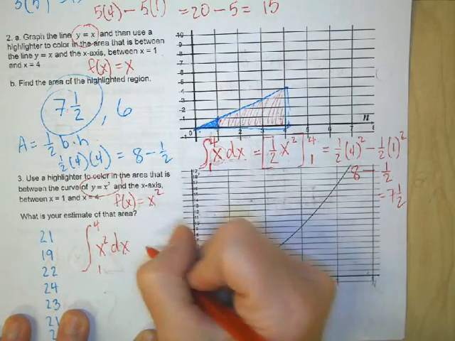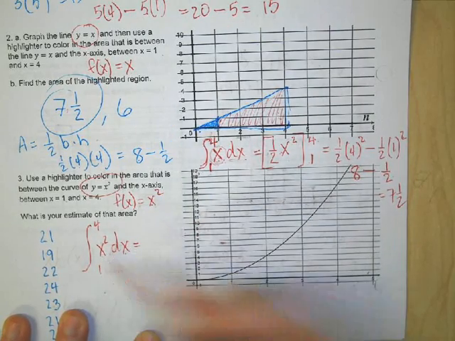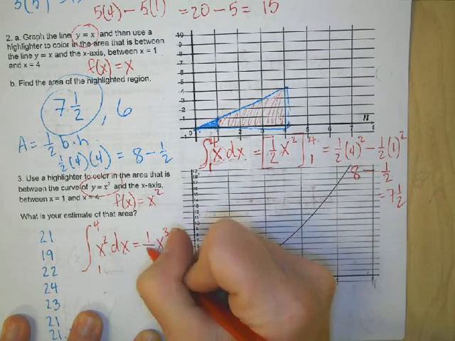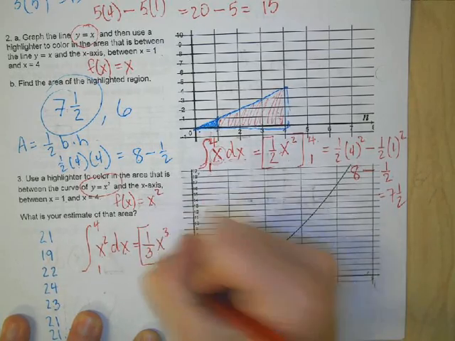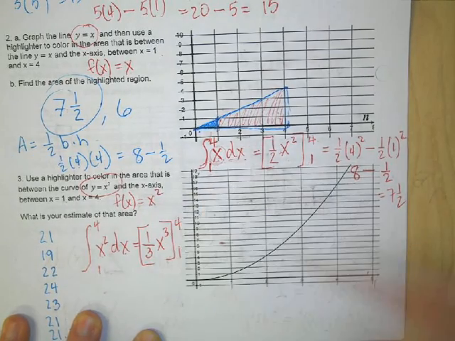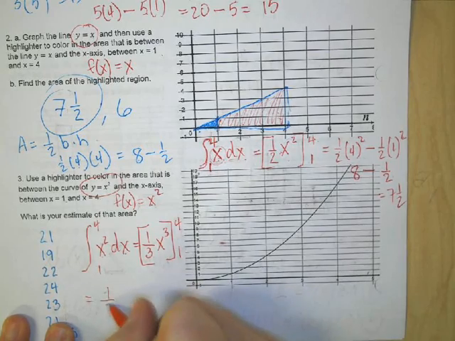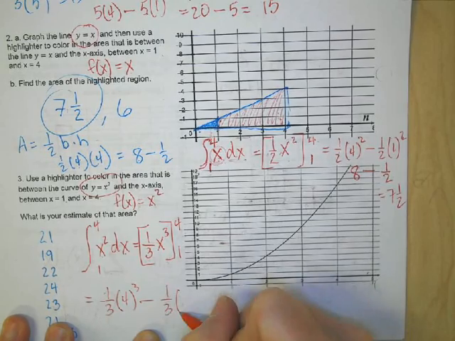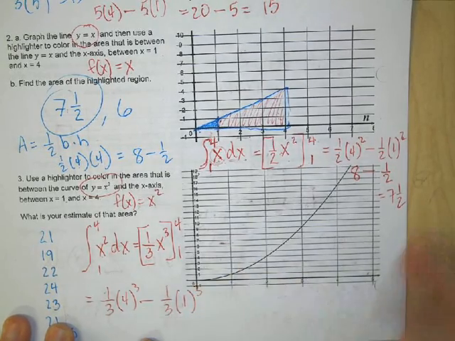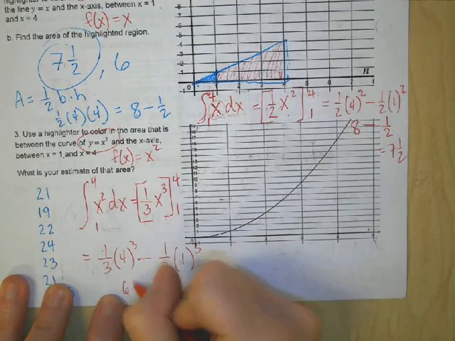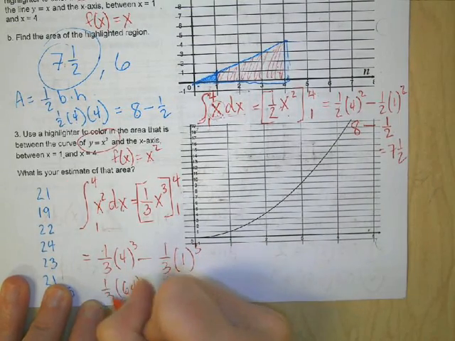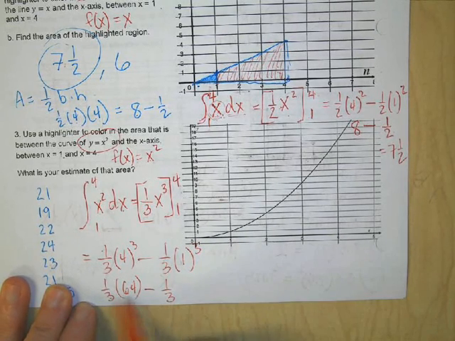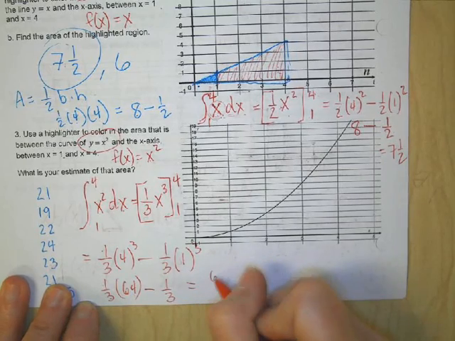Now I'm going to take the antiderivative of x squared. The antiderivative of x squared is going to be x cubed times 1 over that exponent, 1/3. And I'm going to evaluate it from 1 to 4. When I write that out, I have 1/3 times 4 cubed minus 1/3 times 1 cubed. Then if I multiply that out, 4 cubed is 64, times 1/3, minus 1 cubed is 1, times 1/3 is 1/3. I'm going to go ahead and multiply 1/3 times 64. That's just 64 over 3.